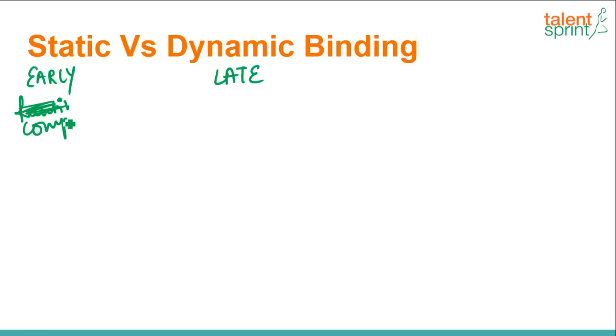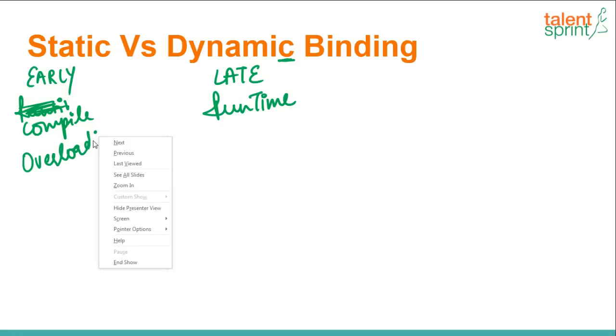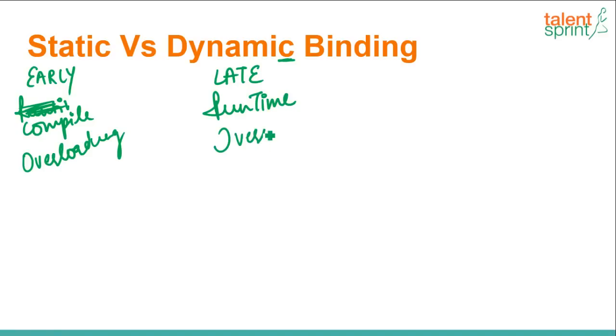Static is compile time and dynamic is runtime. Since it's dynamic, you can refer to it as runtime. Static is compile time, and the other terminology is overloading and overriding. These are the different terminologies on which this difference can be asked to you. What is the difference between compile time and runtime? What is the difference between overloading and overriding? Difference between static versus dynamic.